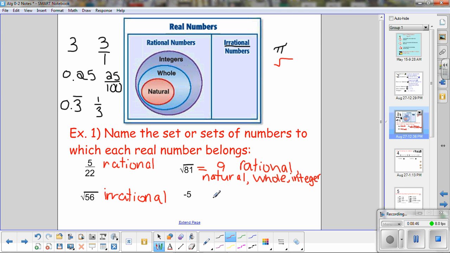The last example, -5, I can write that one as a fraction by putting it over 1, so it's going to fall over here in the rational number group. And then when I start looking at the other groups, it's not a natural number. It's not one of my counting numbers. It's not a whole number because of that negative sign, but it is an integer. So that one is going to belong to the integers and also the rational numbers.